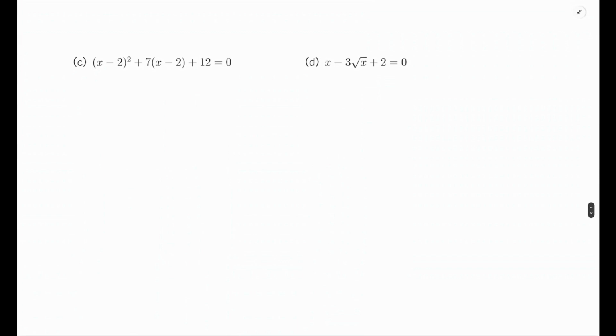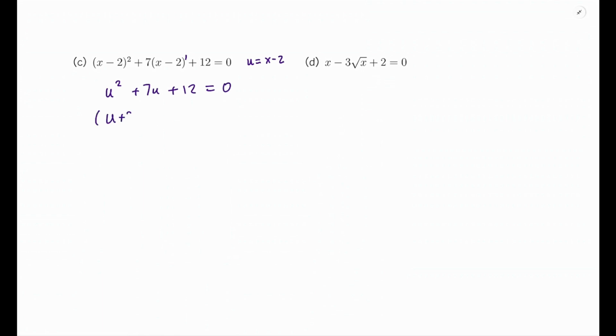Part C, we have the quantity x minus 2 squared plus 7 times the quantity x minus 2 to the first power plus 12 is equal to 0. So here I am going to let u equal x minus 2. Technically, we don't have to do a u substitution here, but it is a lot quicker than distributing everything out. So this becomes u squared plus 7u plus 12 is equal to 0.